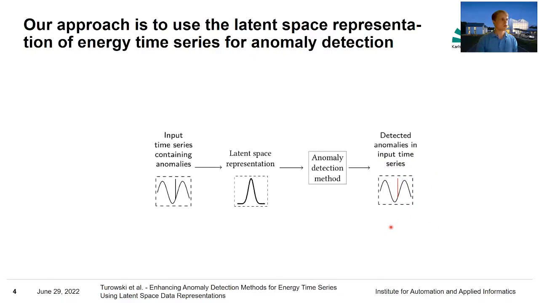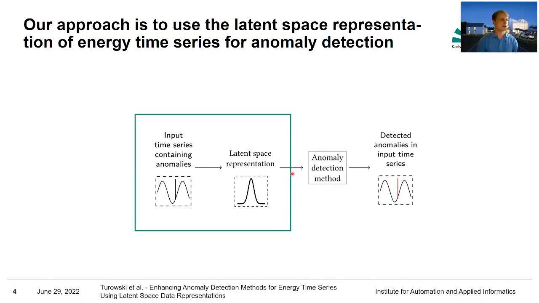So we used this insight to propose a new approach that makes use of the latent space representation. Our idea is to convert the input time series containing anomalies into the latent space and use the resulting latent space representation as input for the anomaly detection method, so that the method can detect the anomalies in the latent space representation of the input data. So let's have a closer look at how we obtain such a latent space representation.